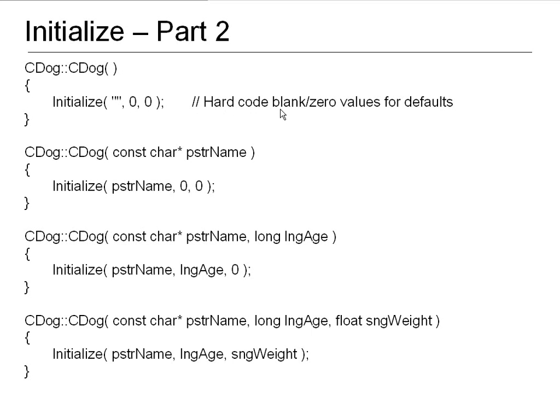and 0. And so I hard code blank or 0 values for defaults. In the next constructor, where I take just the name, I pass that on to initialize, but for age and weight, I hard code 0 values. For the next one, I get a name and an age. I pass those into initialize and 0. And finally, for the last constructor, I pass in all the parameters that I got with no hard-coded or blank values.